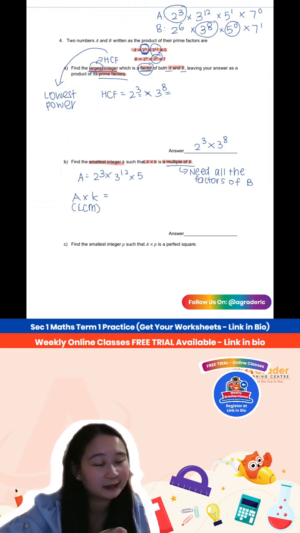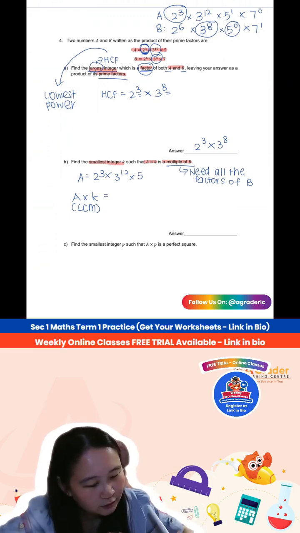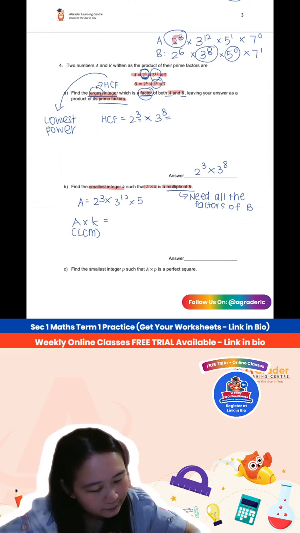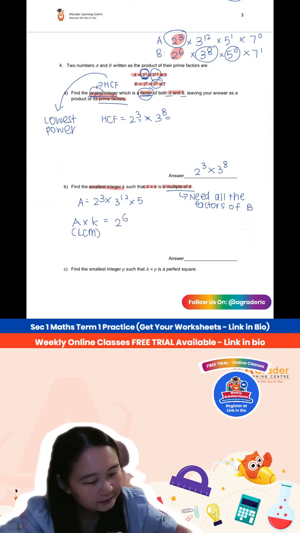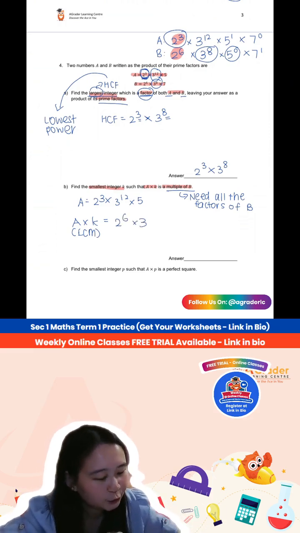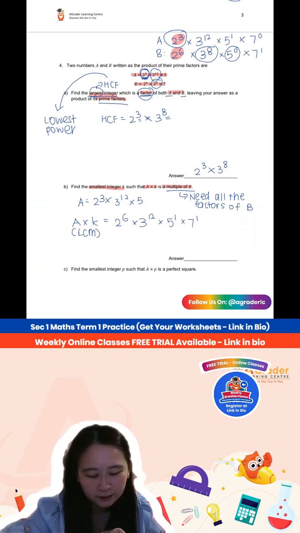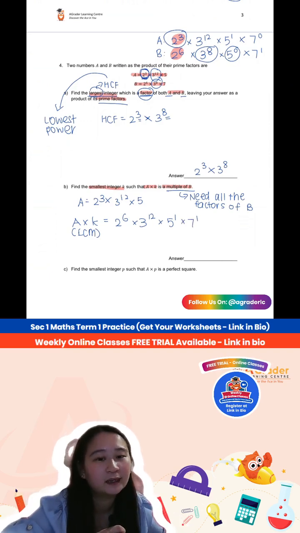Okay, so A times k is my LCM. LCM means I take the highest power. So when I compare them, the highest power for base 2 will be 6. For base 3 will be 12. For base 5 will be 1. And for base 7 will be 1. So this is my lowest common multiple. I take the highest power.